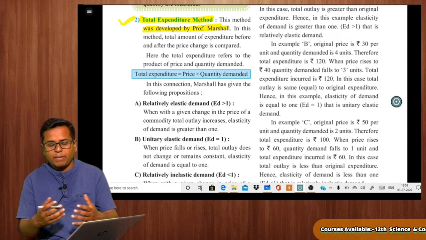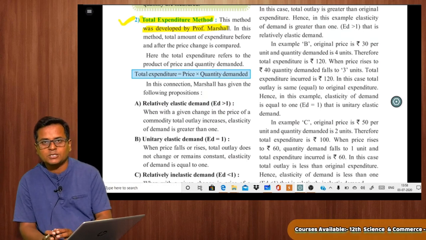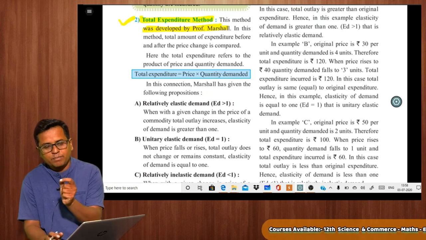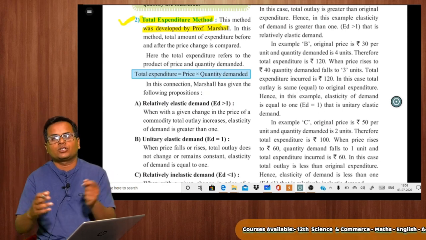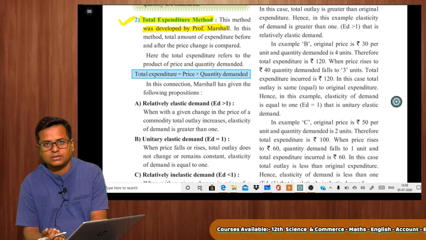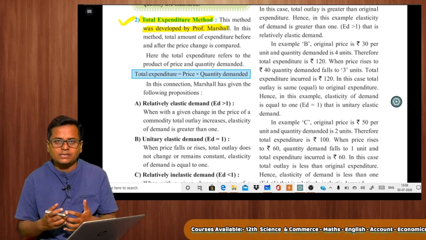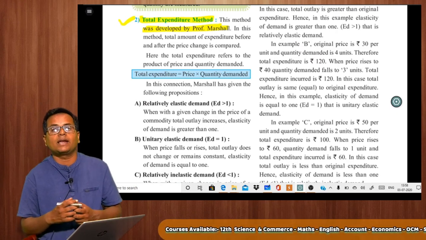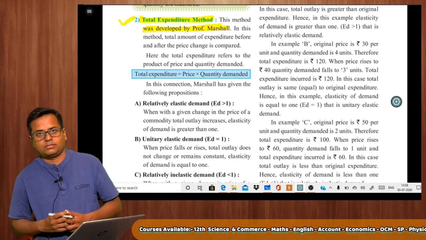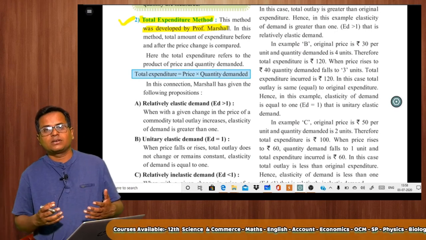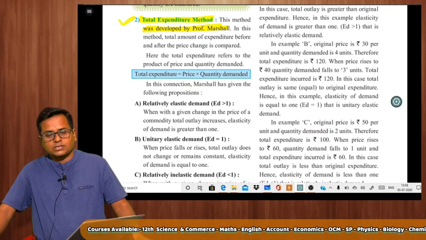By making comparison between the total expenditure made on a commodity before the change in price and after the change in its price. We make comparison between total expenditure before the change in price and after the change in price.